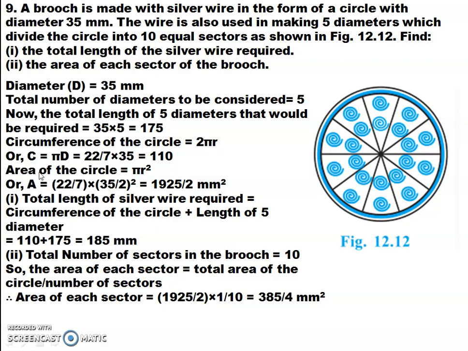Here you can see the area of the circle is equal to pi r square. That means 1925 by 2 divided by 10. You will get 385 by 4 as the area of each sector.